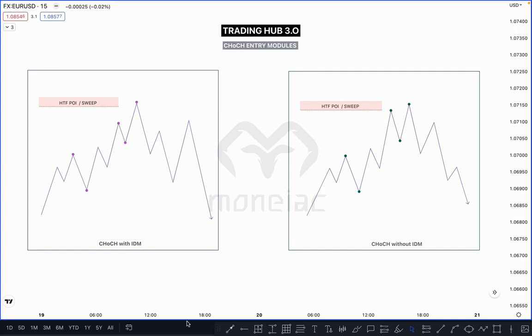First of all, we use change of character, ChoCh, in a lower time frame for confirmation. When the market taps the PY zone and you switch into lower time frame confirmation, and the market breaks the first recent high or low, that's called change of character. Let me show you on a diagram, then I will switch to a real chart, so you can understand very easily and quickly.